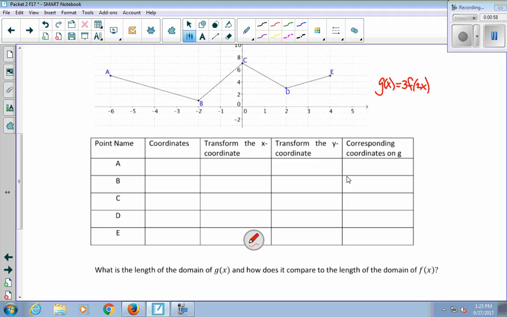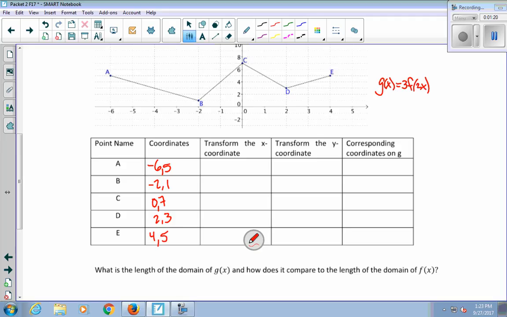Okay, so A is -6, 5. B is -2, 1. C is 0, 7. D is 2, 3. And E is 4, 5.